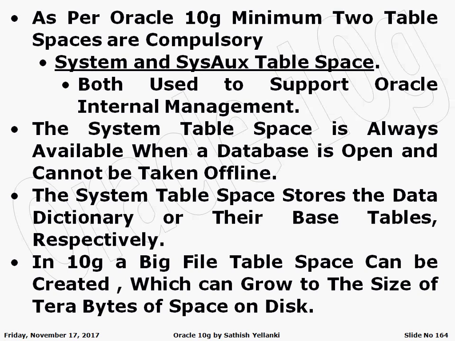Now, as soon as you install your Oracle, what happens now? Starting from 10G, Oracle has one special kind of architecture. Starting from 10G, the moment you are installing Oracle and you are configuring Oracle, two table spaces are automatically created. One table space is called as system table space. The next table space is called as system auxiliary table space. Now, what is the system table space and what is the system auxiliary table space?